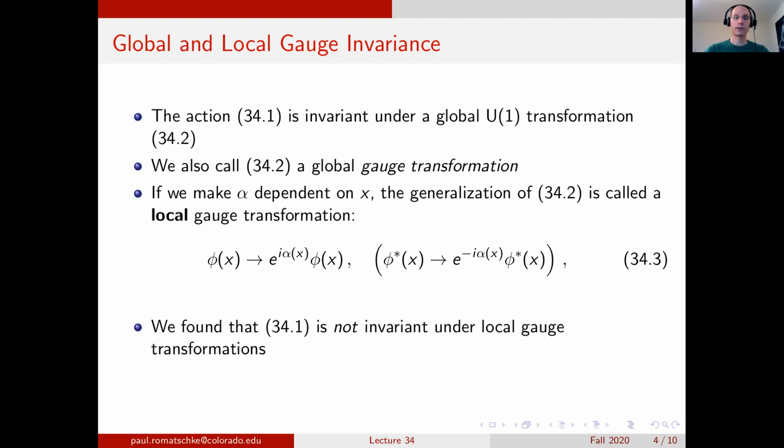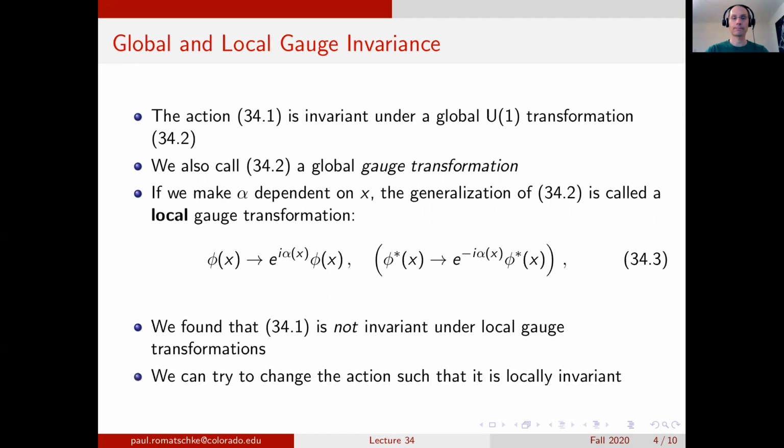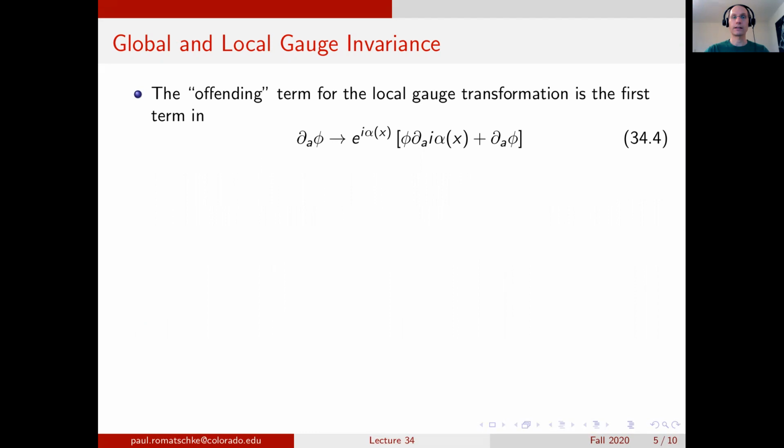We found that the action is not invariant under the local gauge transformation. It is invariant up to linear order, but it's not invariant under the transformation that's given in 34.3. However, we can try to change the action such that we find a theory that actually is invariant under such a local gauge transformation. Let's have a look at this in detail.